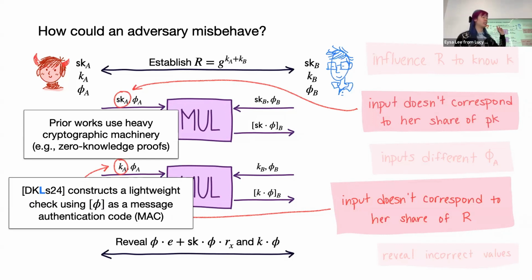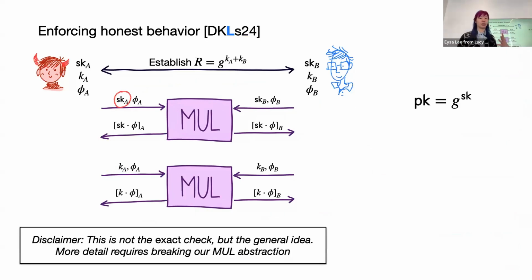Something that we used in our work is that we constructed a very lightweight check based off of these phi values, treating them as a message authentication code. I'm going to go over the brief high level of how our check works. But I want to give a disclaimer that due to time constraints, I'm not going to give the exact check. There are going to be some things where you ask, but how do you do that? More detail would require going into the details of this multiplying box, which we don't have time for.